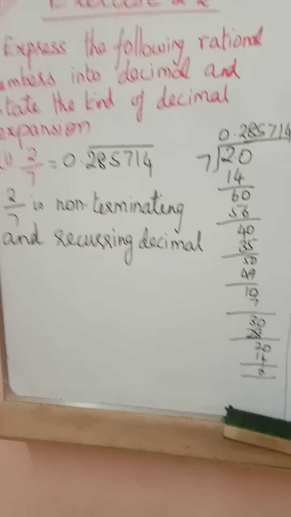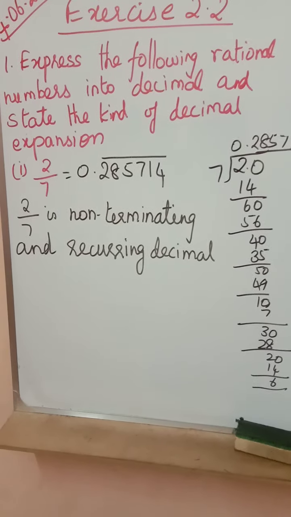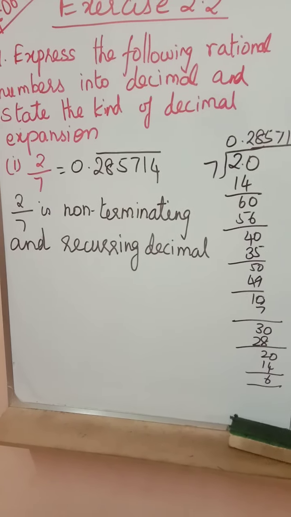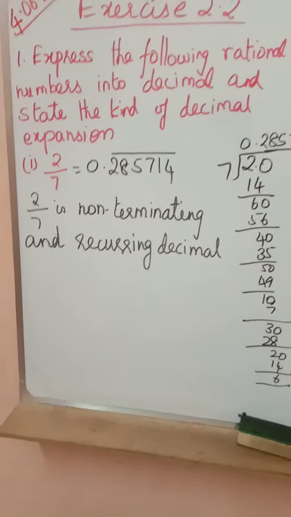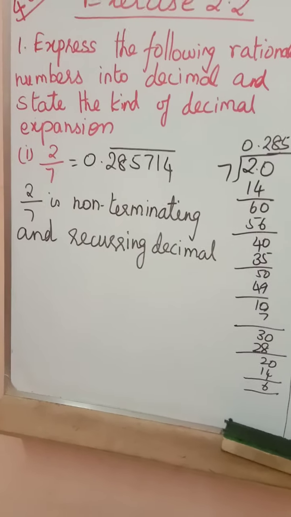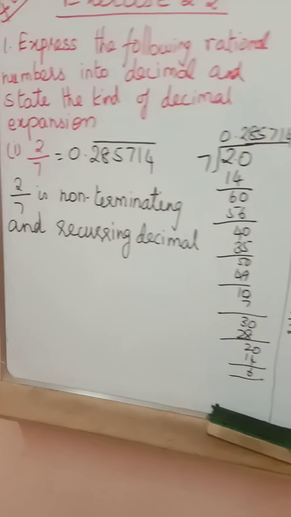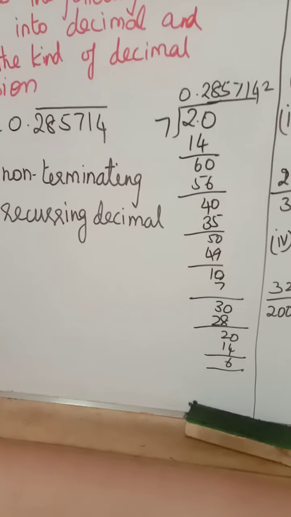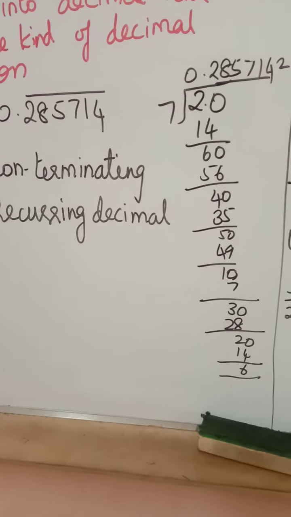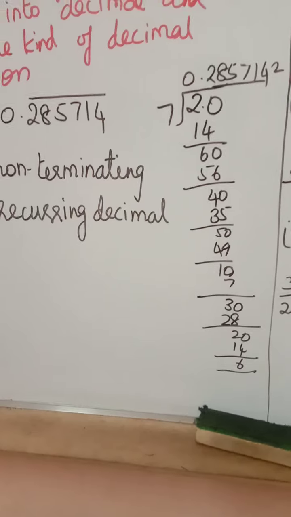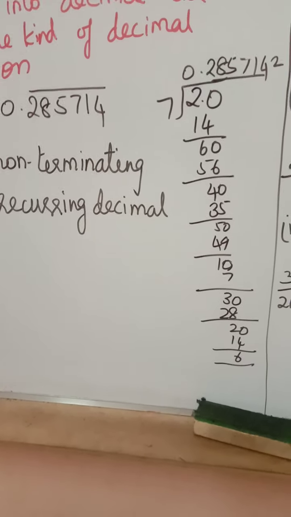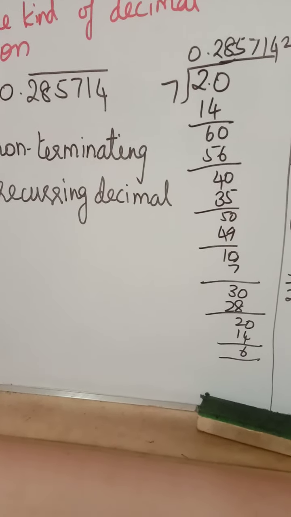What are the two types? Number 1, terminating decimal. Number 2, non-terminating and recurring decimal. Among these two, which one do we have to find? So 2 by 7, we know to divide. 2 is not divisible, so we include 0.0 and 0.2, sevens are 14. Then you know to proceed.